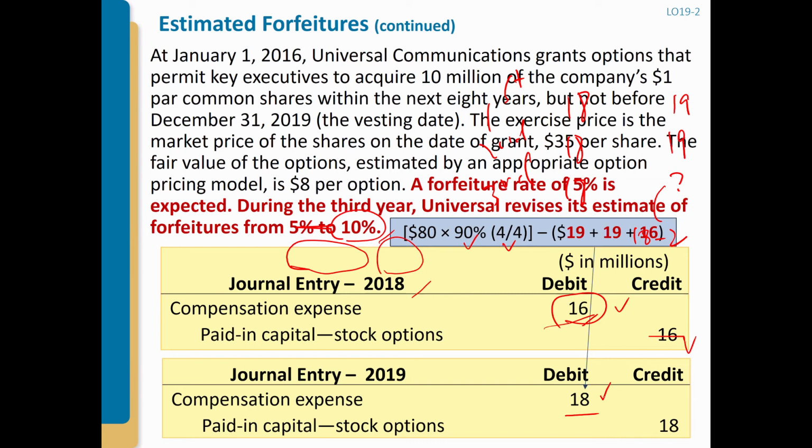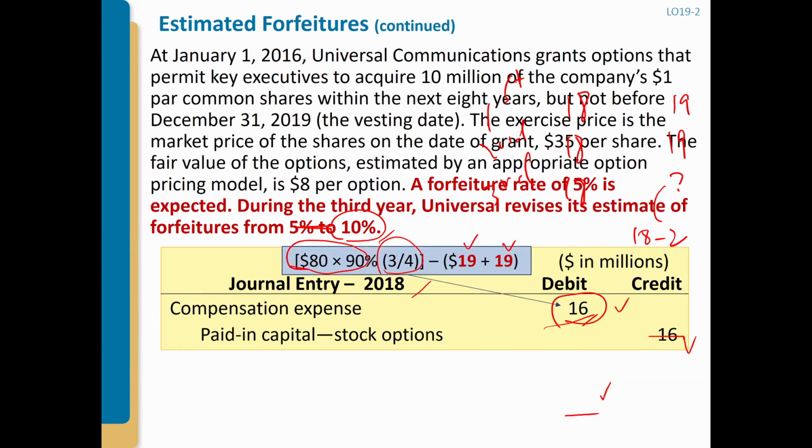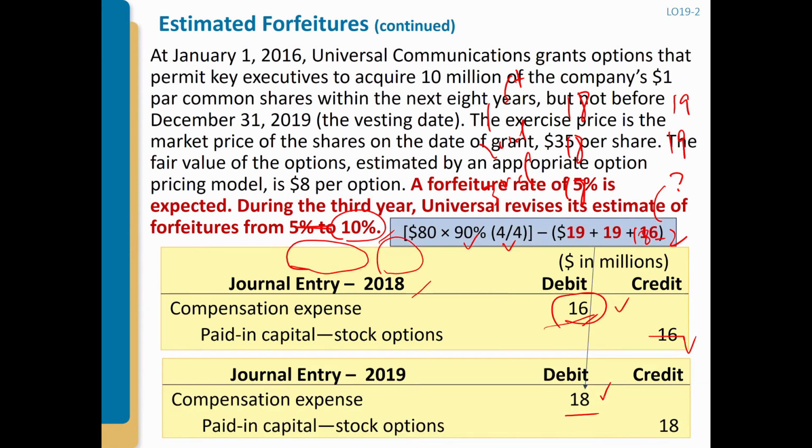Hi, Professor. Yes. So for that journal entry, we just stop on December 31st, 2019, right? Yes. This is the last one. Okay, thank you. Yeah, everything is at the end of the year. So these are 4 journal entries, and everyone has the journal entry at the end of the year. Any other questions regarding this forfeiture?